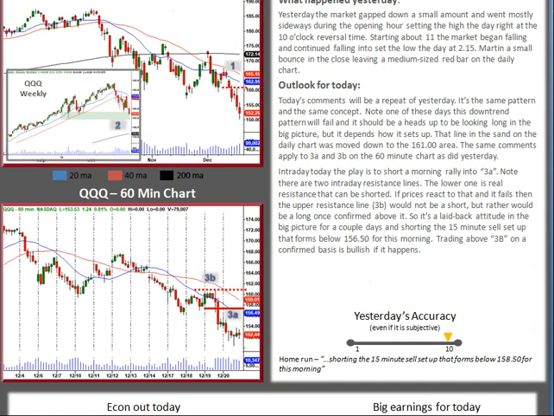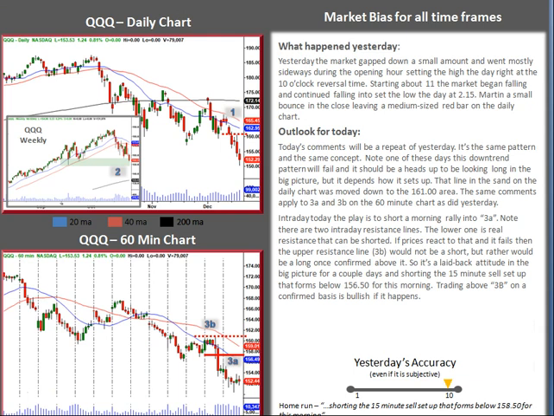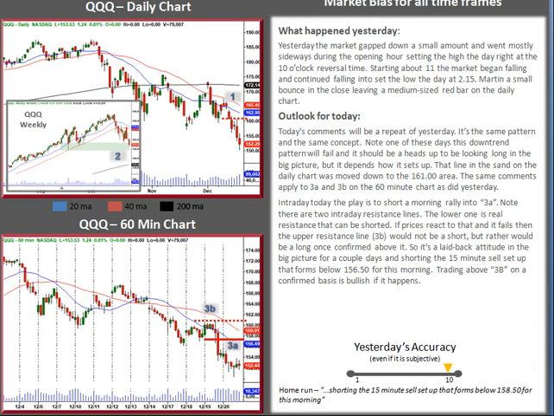And as we go up, then there's the little market analysis section, and in the market analysis section, you'll see 2 charts, typically the QQQ daily chart and the QQQ 60-minute chart. And then there's a little summary of what's going on. There's what happened yesterday, the outlook for today, and then yesterday's accuracy.